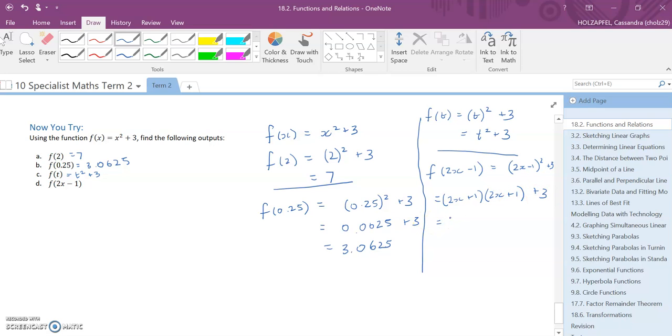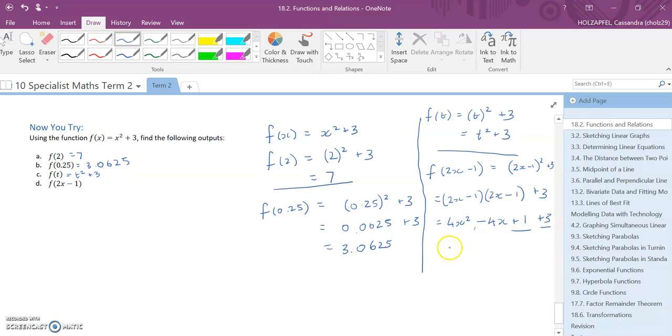So let's expand those out. That's going to give me 4x squared. Oops, sorry, that should be minus 1, shouldn't it? There you go. That should be minus. All right, now let's try that again. Okay, so 4x squared minus 2x minus 2x, so that's going to be minus 4x plus 1 plus 3.